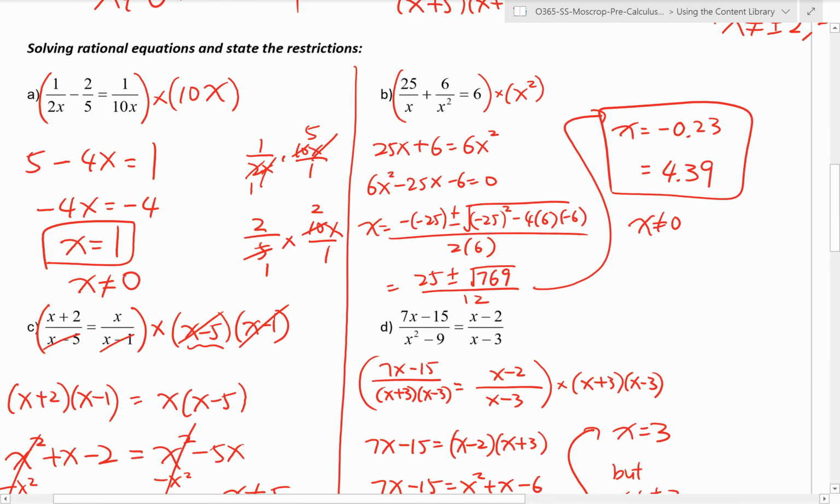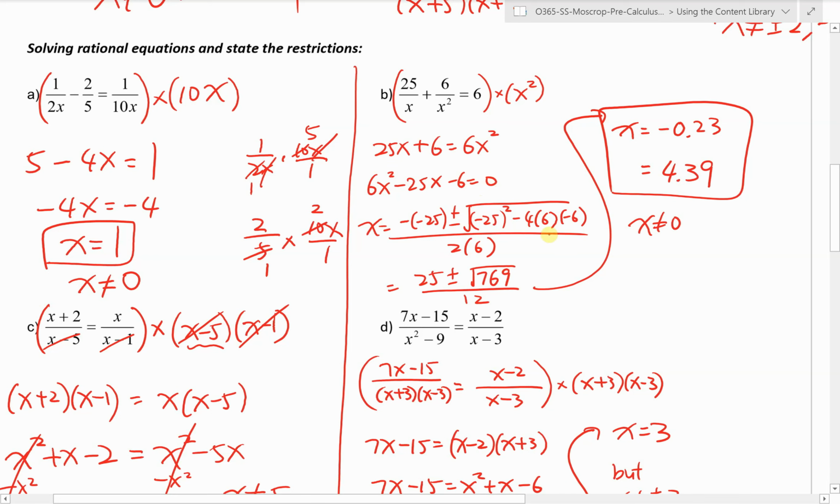Okay, so for part B, you need to multiply by the common denominator, which is x squared. And this is what you get after you multiply every single term with x squared. This is what you get. It's a quadratic equation, so you've got to make it equal to 0. Again, you will notice that this is not factorable.